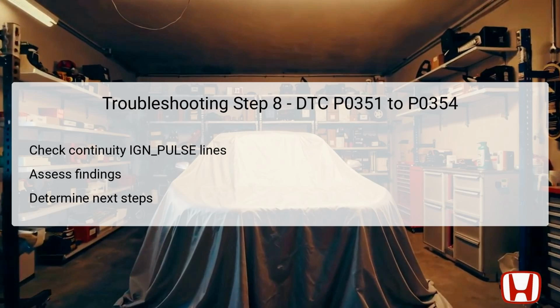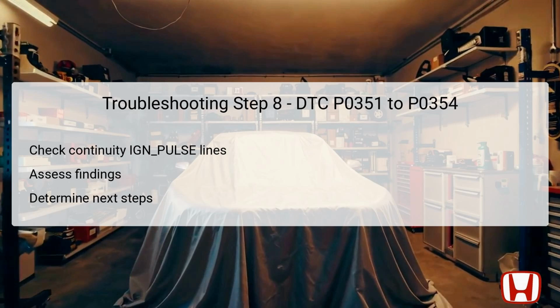In the 8th and final troubleshooting step, you will again check the continuity of the IGN pulse wires between the 3P connector and the ECM. First, ensure the ignition is set to lock, 0, for safety, as you will also have the ignition coil 3P connector disconnected. Next, measure continuity between the specific ignition coil connector terminal and the corresponding terminal at the ECM connector C based on the diagnostic chart previously provided for each DTC.